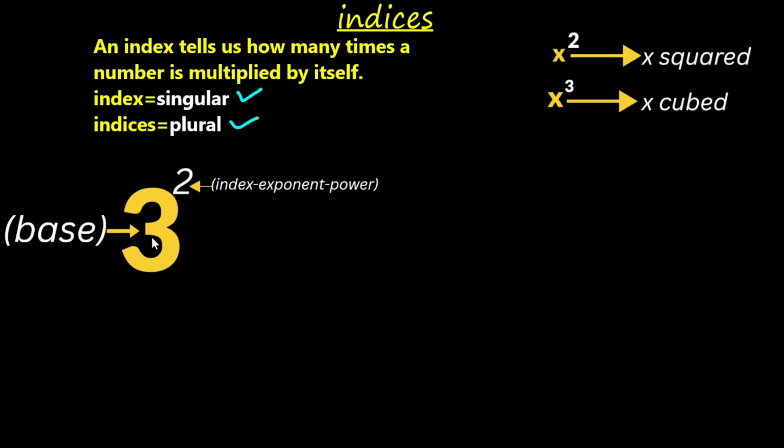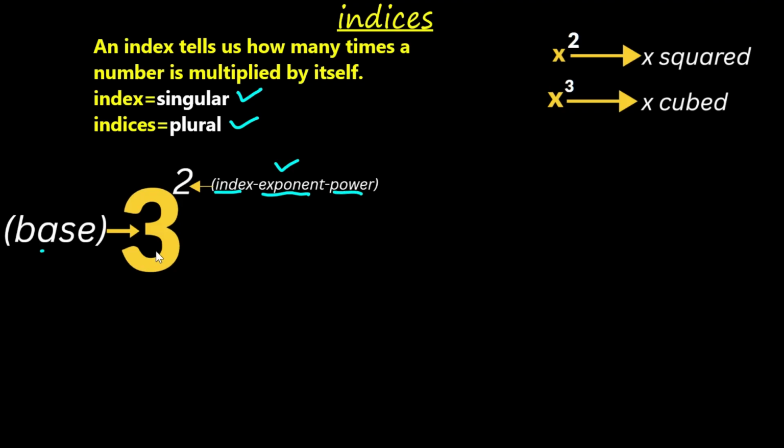Now let's look at this diagram over here. As you can see, the 3 in yellow here is the base, and also this 2 up here can be called either index, exponent, or power. So some might call it 3 index 2 or 3 exponent 2 or 3 power 2. Either way you call it is acceptable, but for me I prefer using exponent, so I can say 3 exponent 2. Now the 3 over here is the base and the 2 up here is the exponent or the power. Now what does it mean?